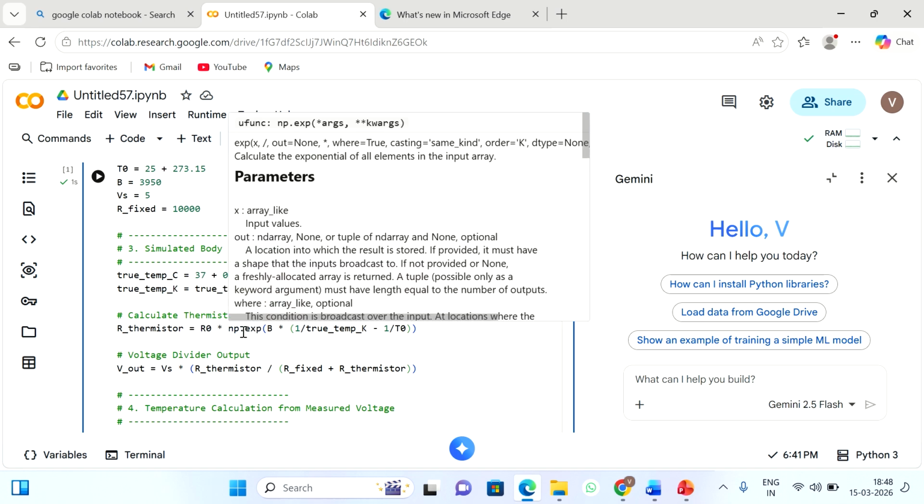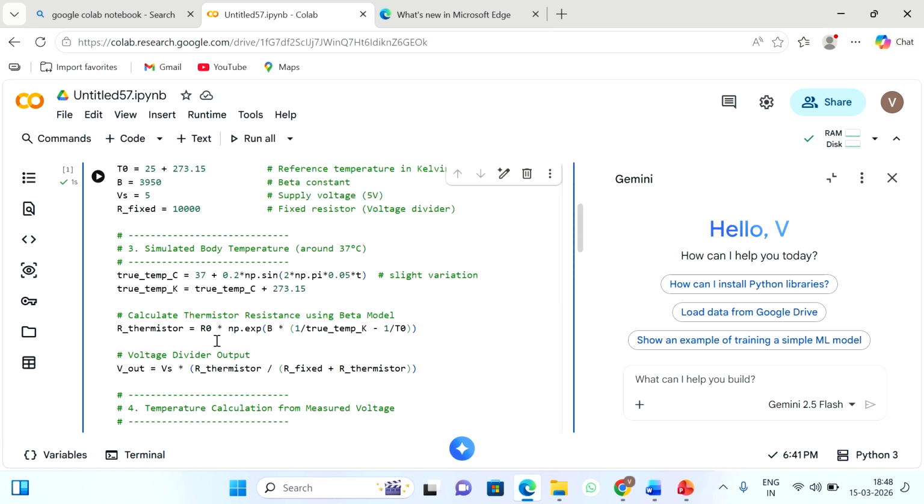So this R_thermistor is equal to R0 * np.exp(B * (1/true_temp_K - 1/T0)). This is the beta equation of an NTC thermistor. How we write it is written in code. The actual formula is R = R0 e^(B(1/T - 1/T0)). Now what is the meaning?